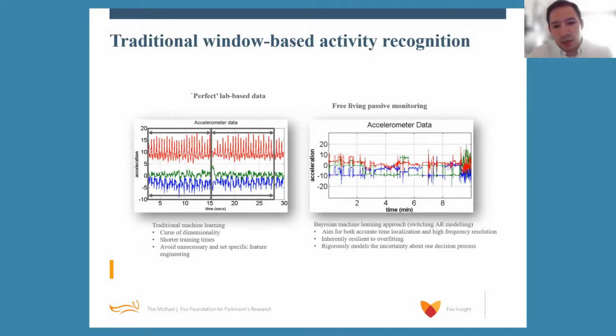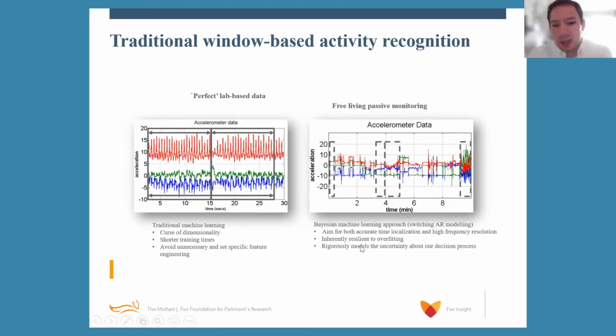Instead, what we're doing by adopting hidden Markov models is getting some free living passive monitoring data, and instead of using equal size overlapping or non-overlapping windows, we essentially learn where stationary segments start and stop and which stationary segments can be merged, so that we have better spectral resolution on the things that matter for us.